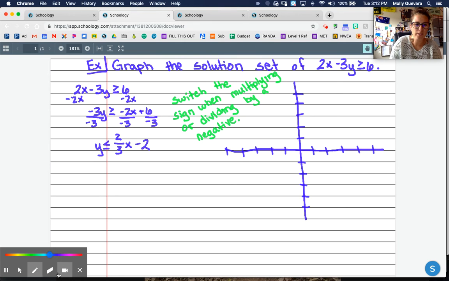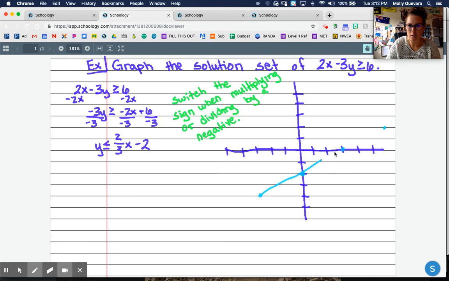So now I'm at the point where I can graph this line, right? I know I'm starting at negative 2, so right there, and I'm going up 2 over 3, right? And up 2 over 1, 2, 3, over here somewhere, right? Or down 2 to the left 3, right? Lots of options. Then I have to ask myself, is the line dashed or is it solid? And because I have an or equal to, it's going to be a solid line. So there's my line.